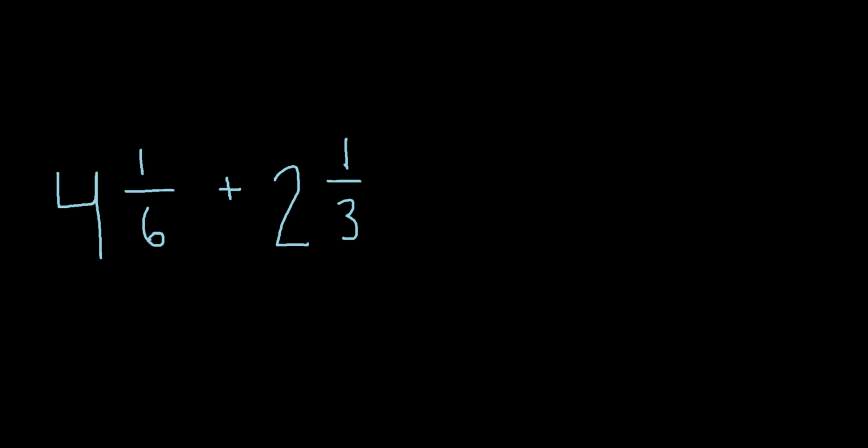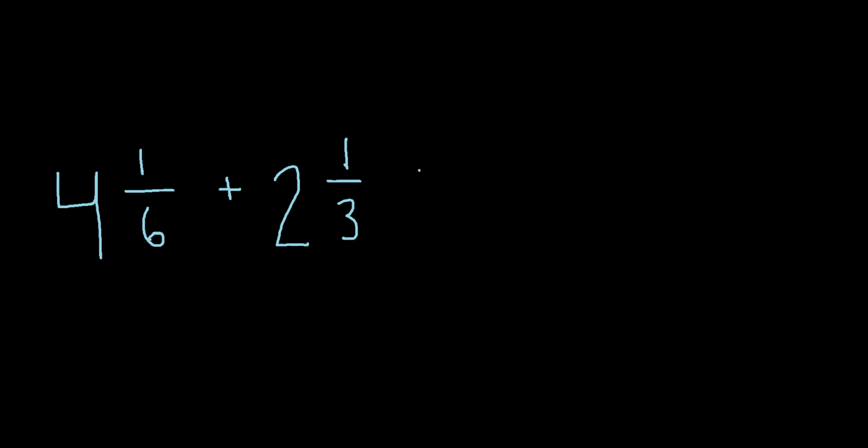In this video, we will talk about how to add mixed numbers with unlike denominators. So I have two examples for us to work through here. Let's check out this first example. We have 4 1/6 plus 2 1/3. So we have one mixed number and we're adding another mixed number to it.